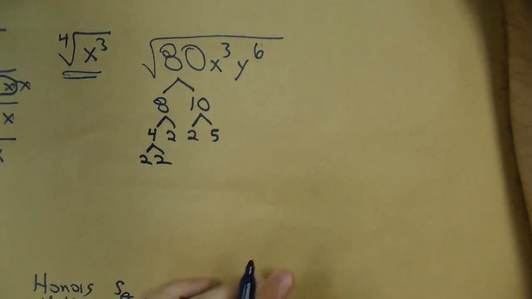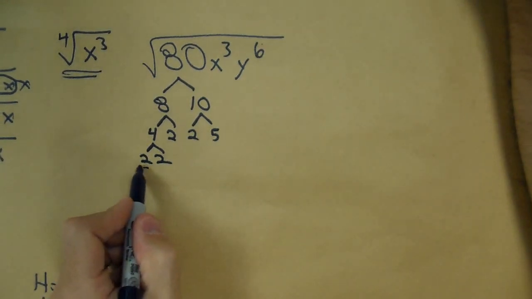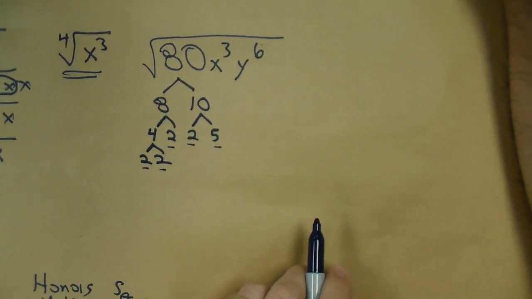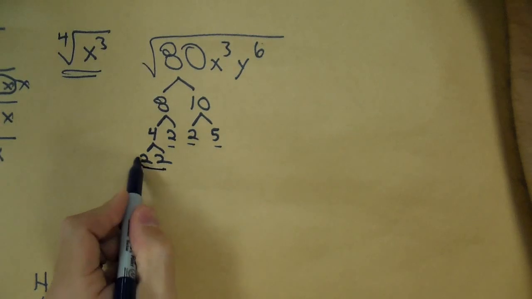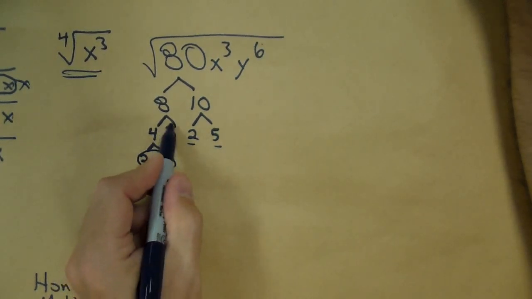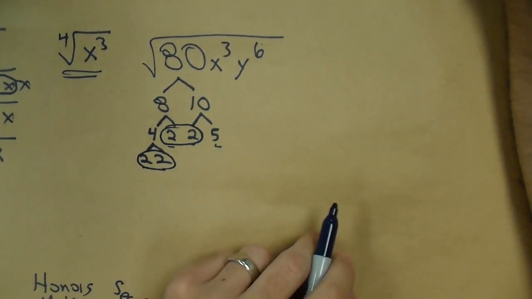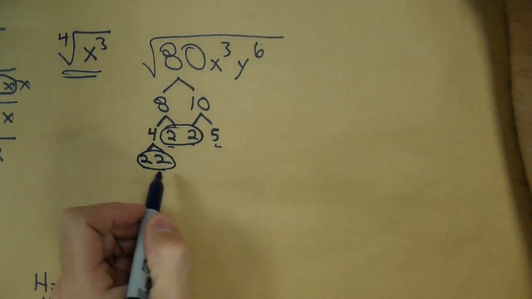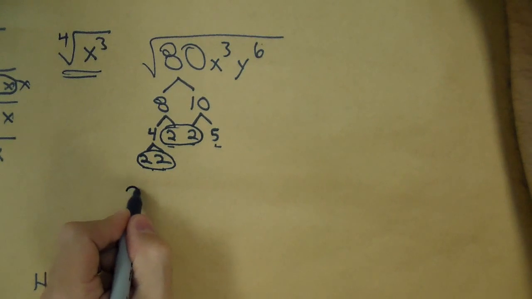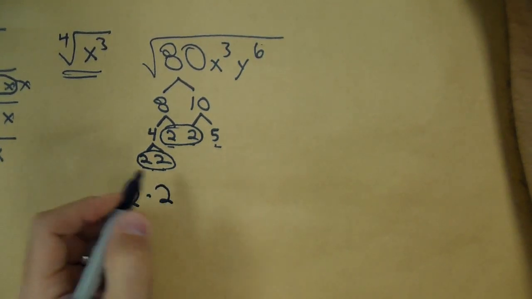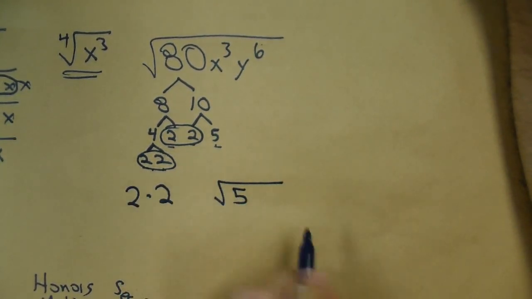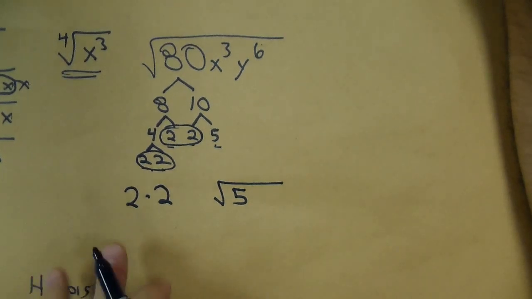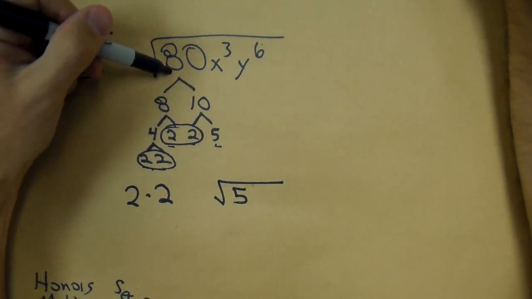And we have 2 and 2. So I've gotten down to all the prime factors. It's 2, 2, 2, 2, 5. I look for pairs. I've got a pair of 2's here, a pair of 2's there, and a 5. So now these come out. I've got a 2 on the outside, a 2 on the outside, and then a 5 left inside. I'll put them together in a minute. Okay, so that takes care of 80.